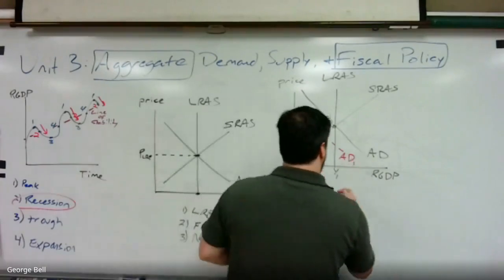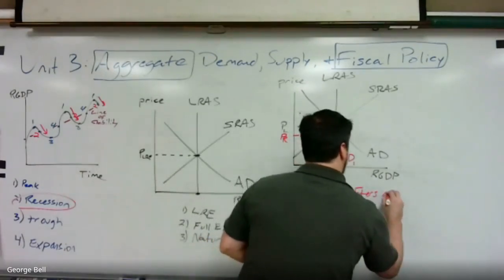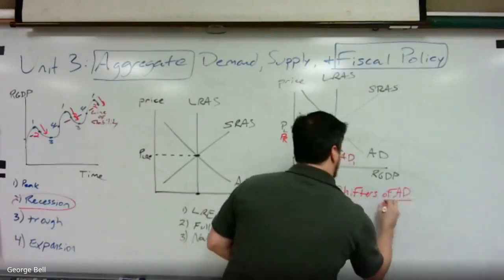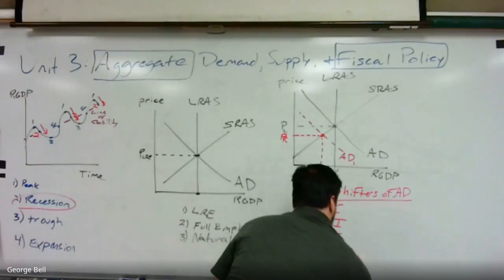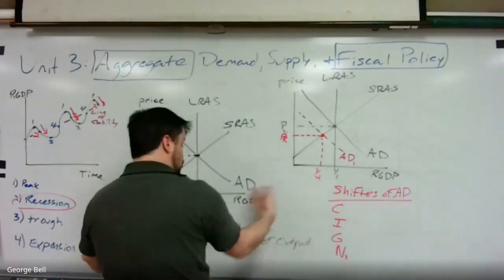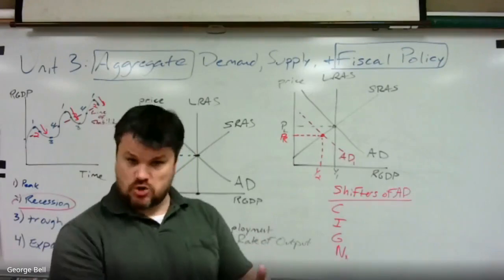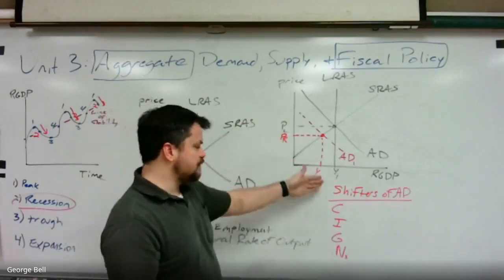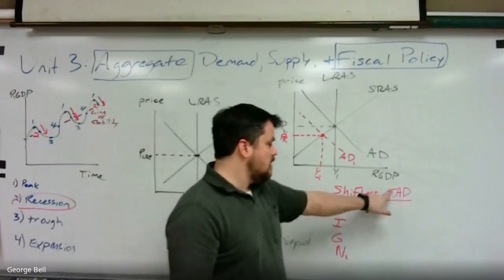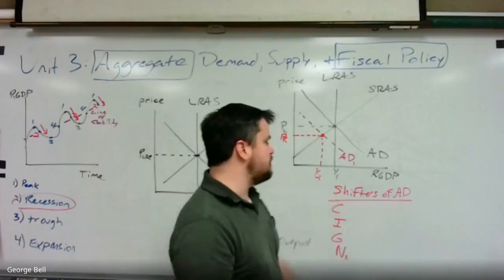So real quick then, what we want to make sure that we can list right now are our shifters of aggregate demand. The shifters of aggregate demand are C, I, G, and NX. And you'll need to be able to recite these, just like what we did with first semester with supply and demand: tribe, taste-related goods, income, buyers, expectations. You have to know shifters of aggregate demand. Aggregate means all, so what are the things that affect the total GDP in the United States?